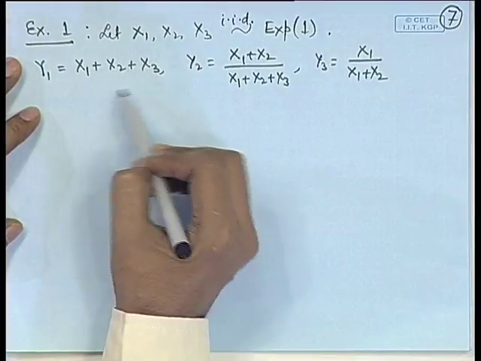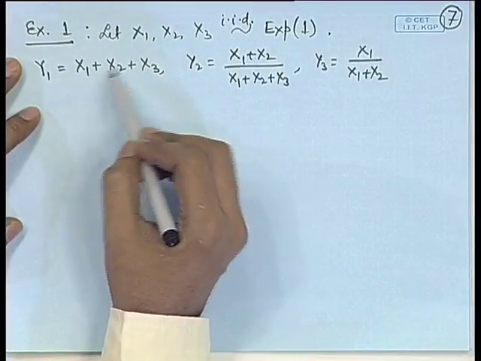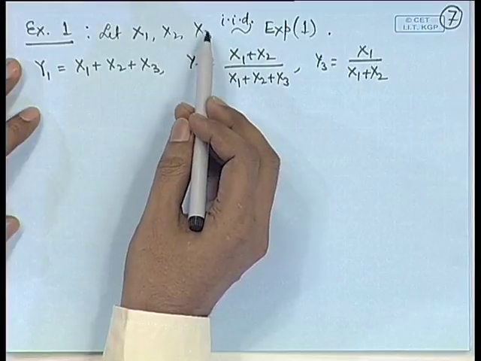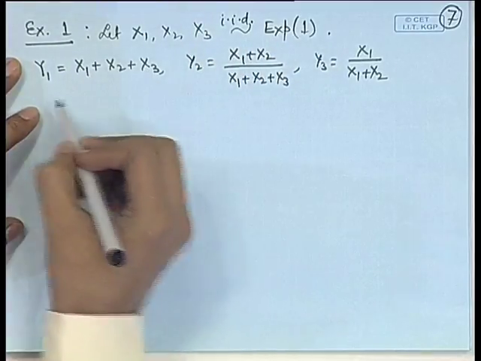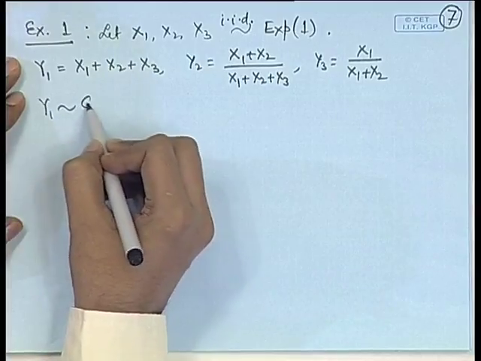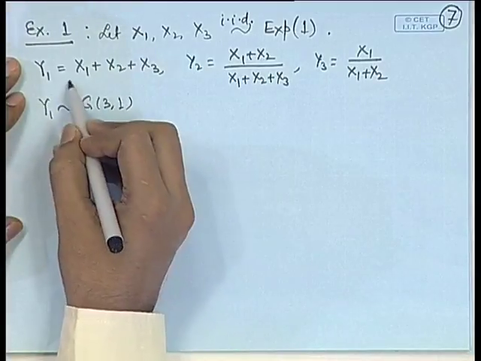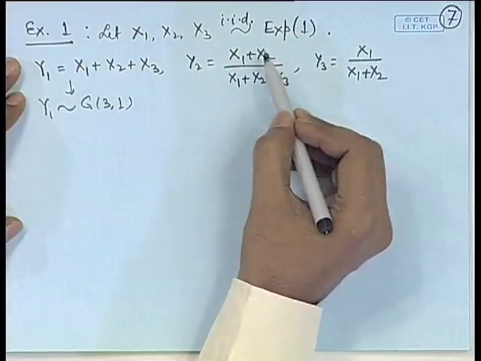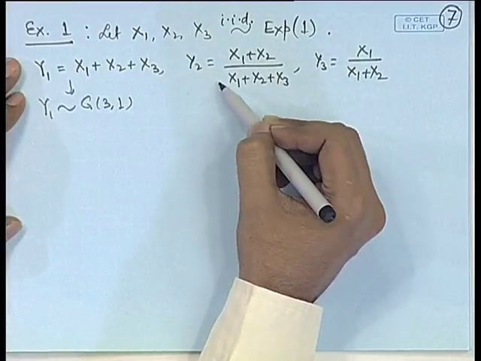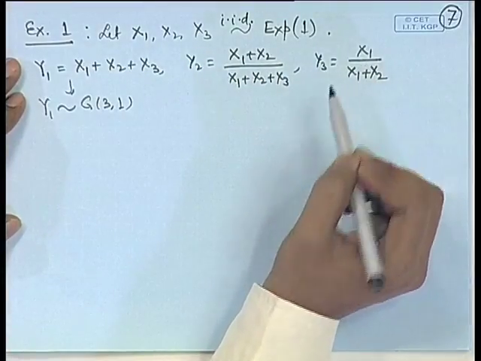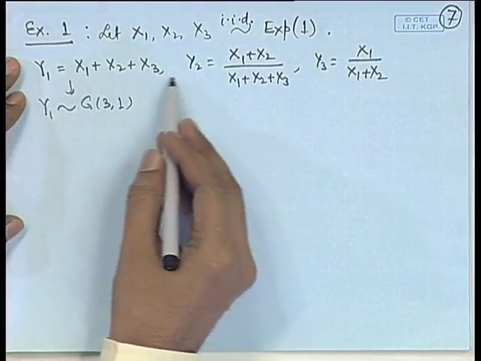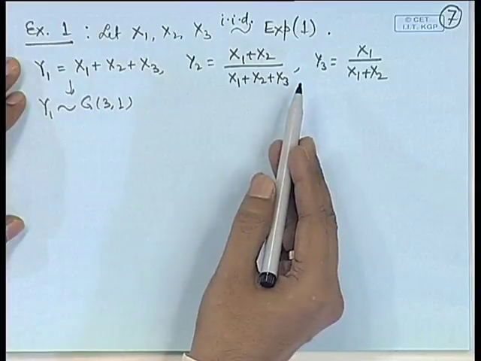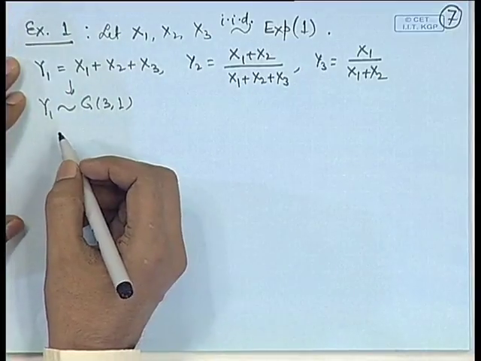Of course, if we are interested only in the distribution of Y1, then that is directly obtained, because the sum of independent exponentials is a gamma. So Y1 will follow a gamma distribution with parameters 3 and 1. So that is directly known. However, that does not yield the distribution of Y2 or Y3.